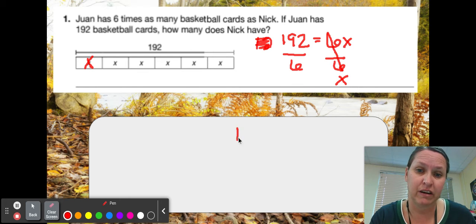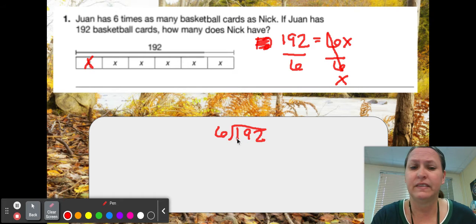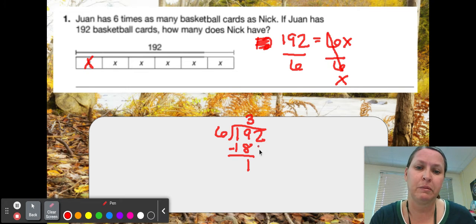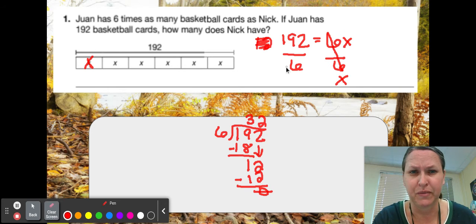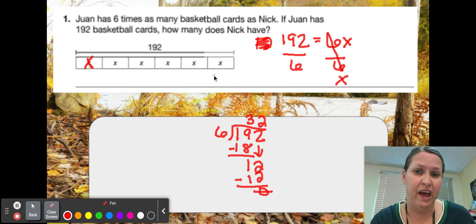And now I have to come down here, 192 divided by 6. 6 does not go into 1, but it goes into 19 3 times. 3 times 6 is 18. 19 minus 18 gives me a 1, and I'm going to bring my 2 down. 6 goes into 12 2 times. 2 times 6 is 12. 12 minus 12 would give me 0, and I'm done solving my problem. So Nick has 32 basketball cards.